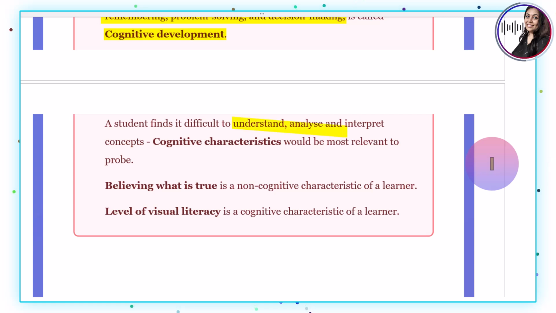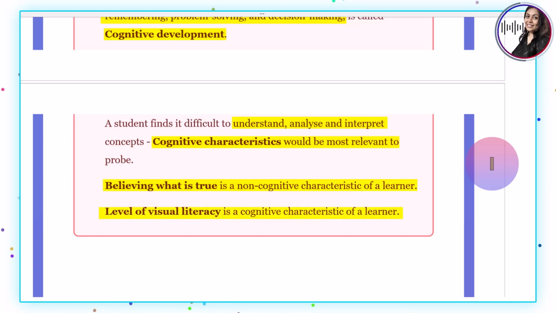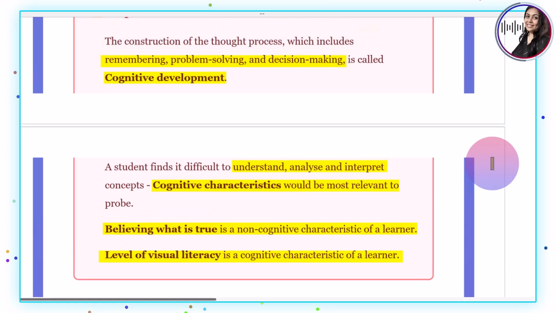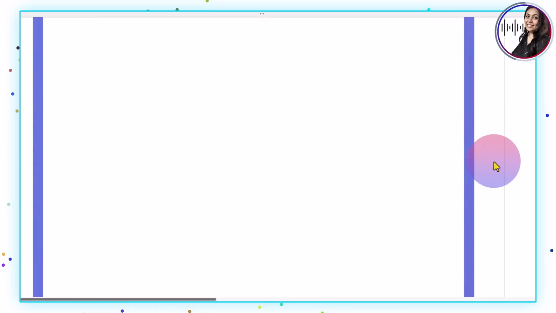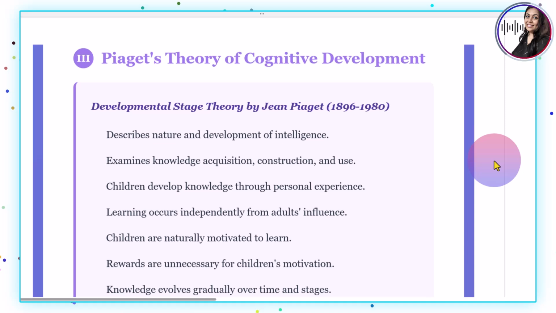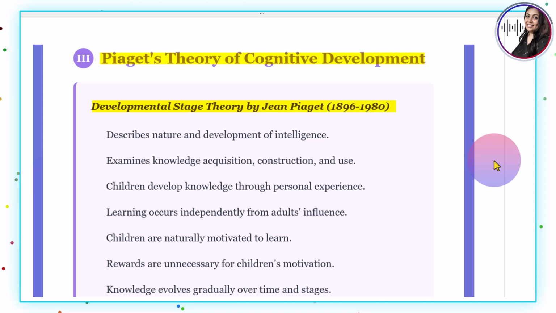When a student struggles to understand, analyze, or interpret subject concepts, it is the learner's cognitive characteristics that must be examined. In contrast, believing what is true is considered a non-cognitive characteristic, while the level of visual literacy is clearly identified as a cognitive characteristic, both of which are confirmed exam points. Now let us move to Jean Piaget's theory of cognitive development, also known as the developmental stage theory, which forms a core part of cognitivism.